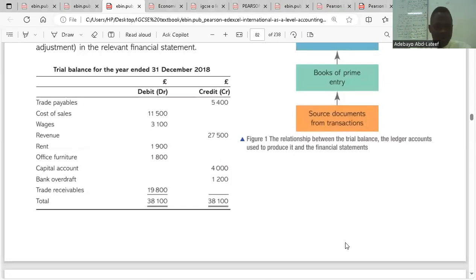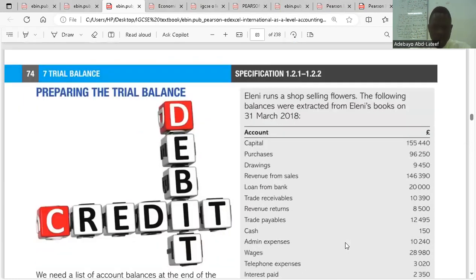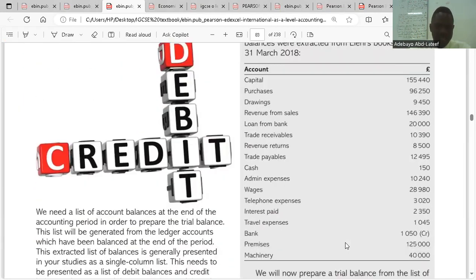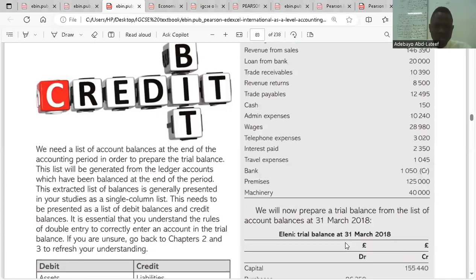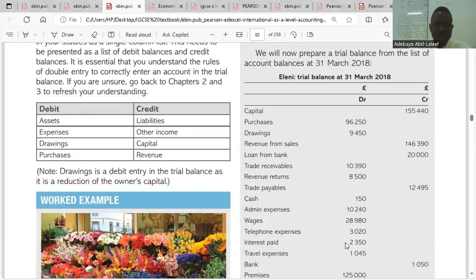So we have a trial balance here. We have the debit side, with examples of things on the debit side. When preparing the trial balance, we always have a debit side and a credit side. So what are those things that we put on the credit side of our trial balance, and what are those things we put on the debit side of our trial balance? So we have one here.